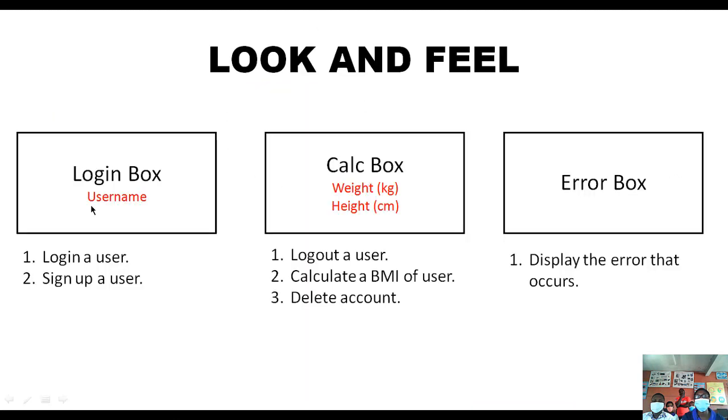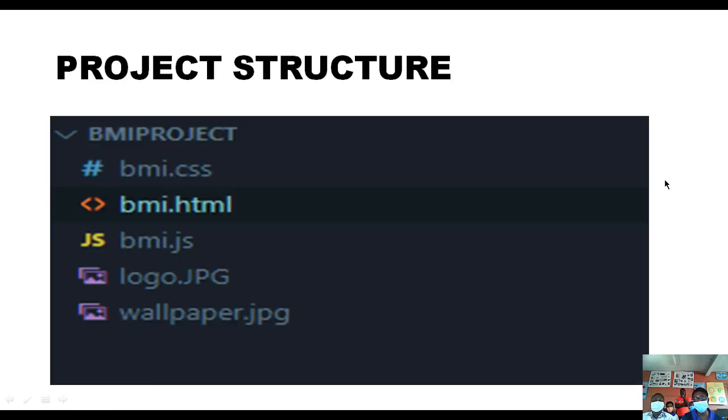So this is the way the application was structured. So we have three boxes. We have the login box, the calculator box, and the error box. The login box is used to log in a user and sign up a user. The calculator box is to log out a user and to calculate the BMI of a user, and also to delete the account. That's in the calculator area. We have all these functions there. And the error box is used to display the error that occurs.